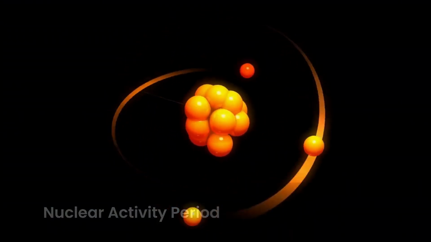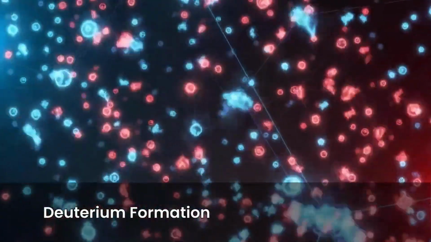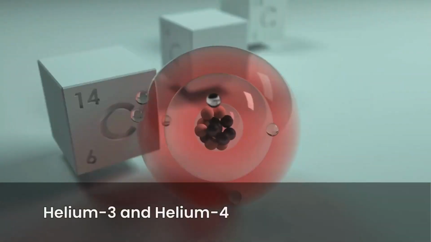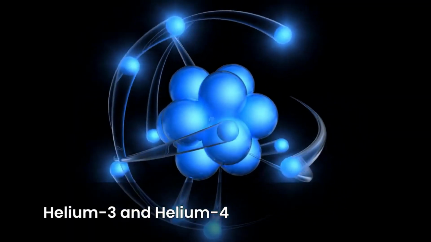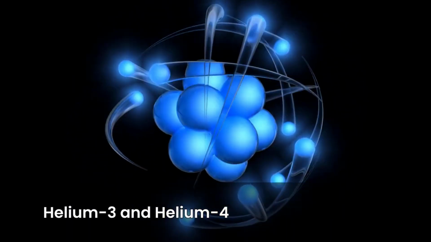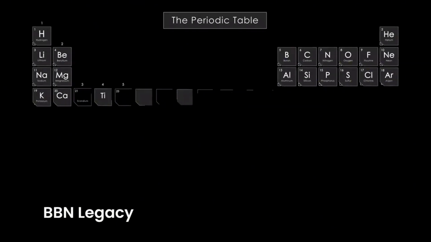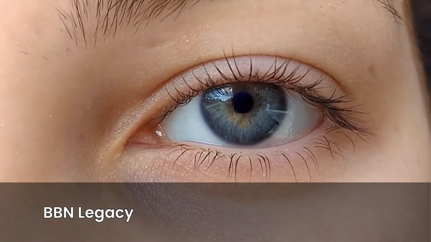we see today. The primary reaction in BBN was the fusion of a proton and a neutron to form deuterium, a heavy isotope of hydrogen. Deuterium acted as a crucial stepping stone for the creation of heavier elements. Further fusion reactions led to the formation of helium-3, another light isotope of helium. But the most abundant element produced during BBN was helium-4. In addition to hydrogen and helium isotopes, trace amounts of lithium-7 were also synthesized during this period. These light elements are the legacy of BBN.